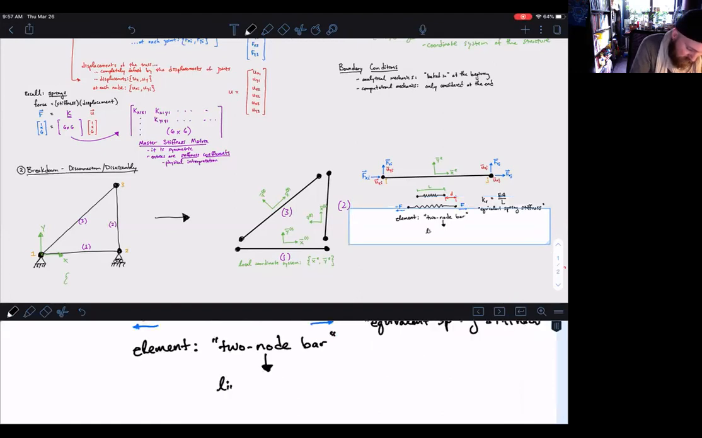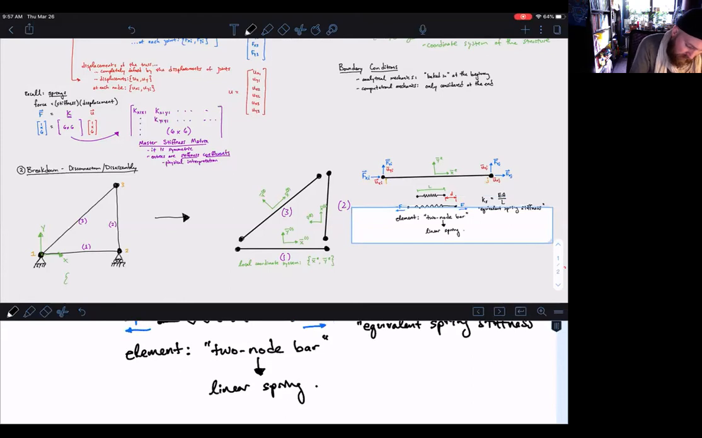Which is basically treated as a linear spring with an equivalent spring stiffness of EA over L. So that means the entries in our global stiffness matrix, that master stiffness matrix in purple on the screen there, are going to have EA over L in there. And then there's going to be some way of decomposing the force vectors depending on how the member is oriented relative to the forces being applied.